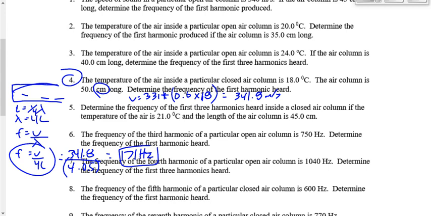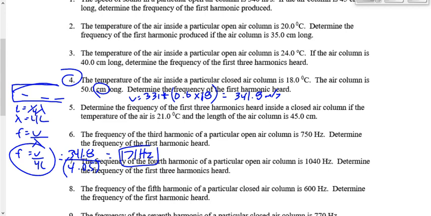This is a closed air column. For an open air column, it's V over 2L, and we have first, second, third, fourth, right? If we have V over 4L, a closed air column, then the first harmonic would be F1. The next one that we would hear would not be the second harmonic, rather it would be the third harmonic, so we'd multiply that by 3.